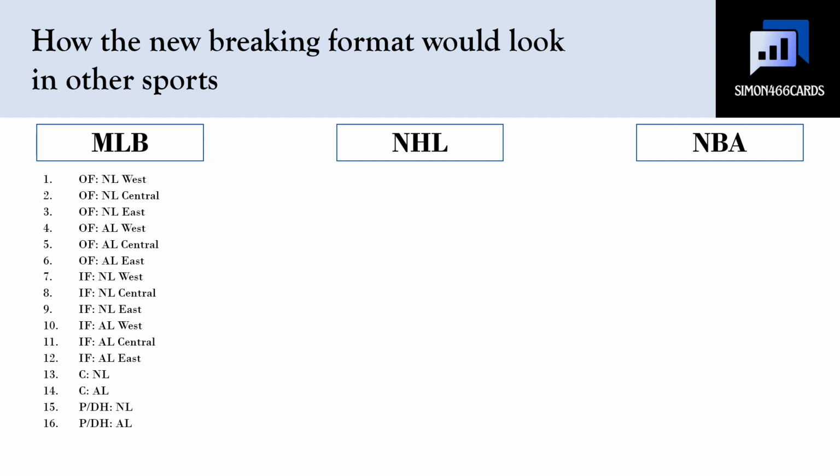You group the outfielders and infielders by their division. Catchers have a lot less appeal because they don't play every game. So you don't need to do it by the division. You do it by the leagues, right? So you get AL and NL only, whereas for outfielders and infielders, you go by each of the 6 divisions in baseball.